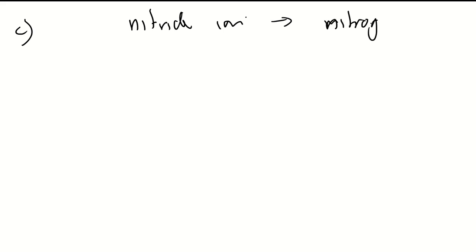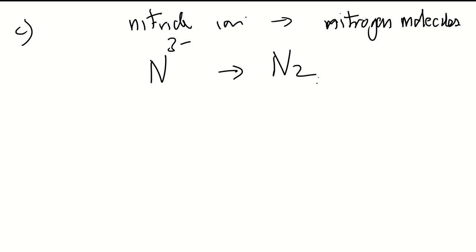So let's look at C, because C is a little bit tricky. C tells me I have a nitride ion, and that's going to nitrogen molecules. Sorry about the handwriting on this board. Nitride ions are nitrogen in group 5, so they are 3 negatives. Nitrogen molecules are one of the molecules you have to know that are diatomic.